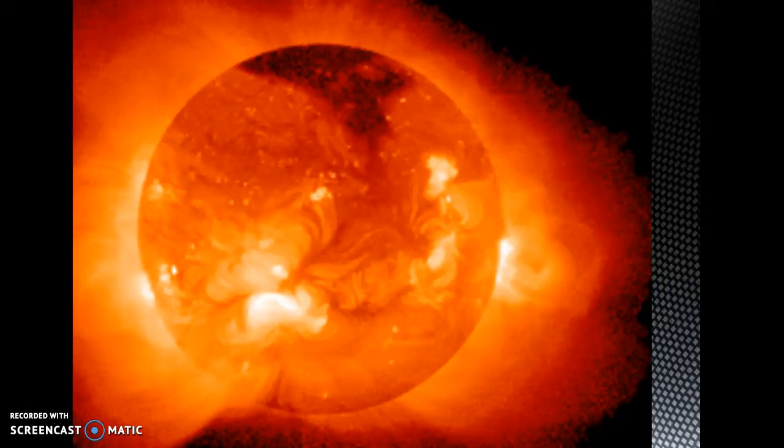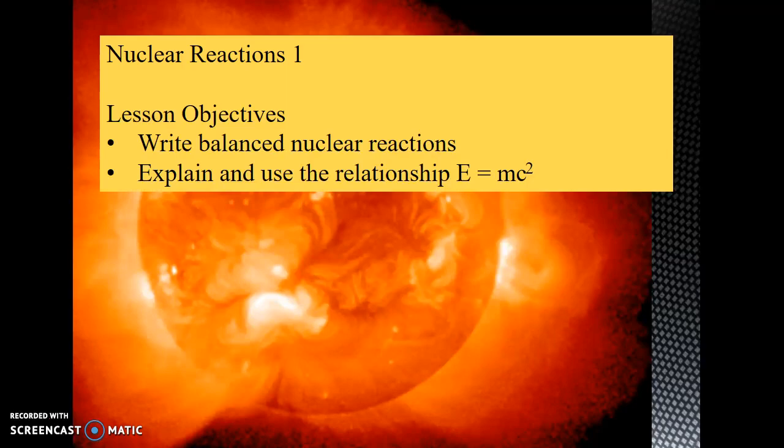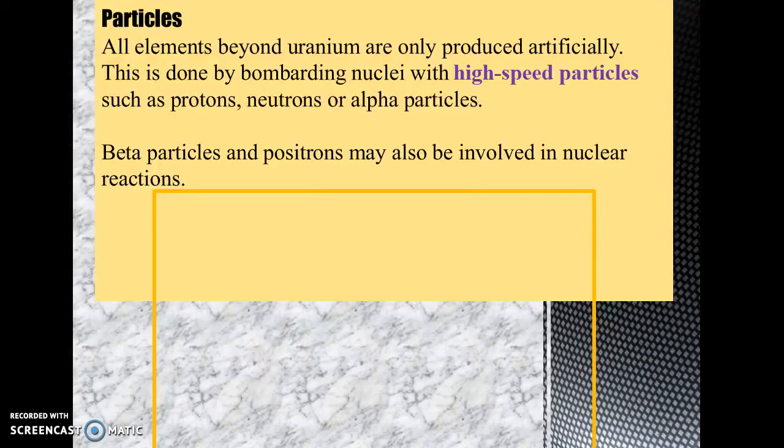So that's the small nuclei that bond or fuse together under high temperatures. First we're going to look at writing balanced nuclear reactions, and then we're going to look at the energy mass conservation law. All particles or elements beyond uranium are only produced artificially, and that's done by bombarding nuclei with high-speed particles such as protons, neutrons, or alpha particles.